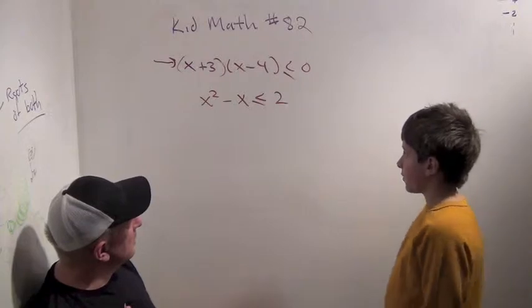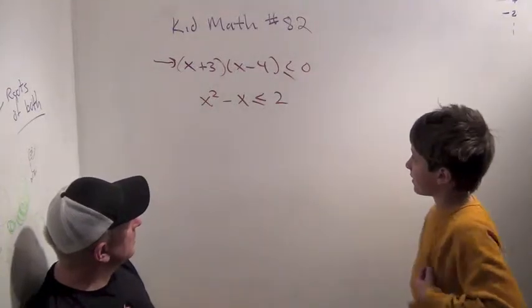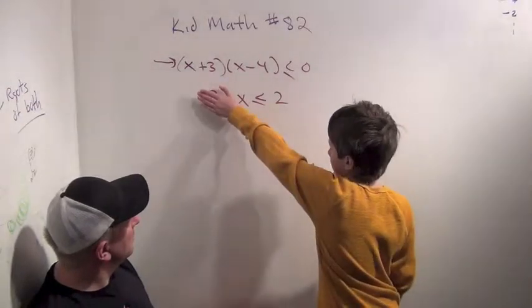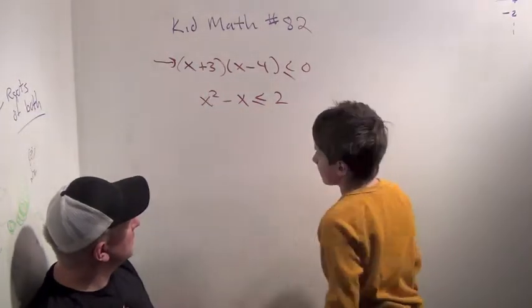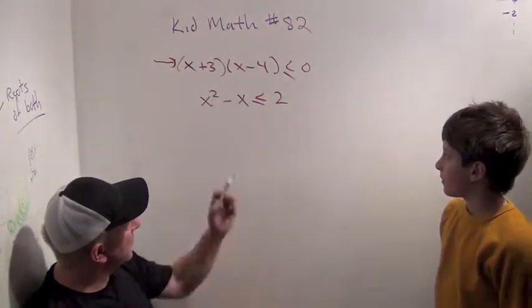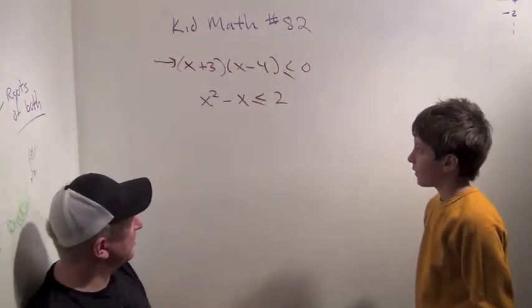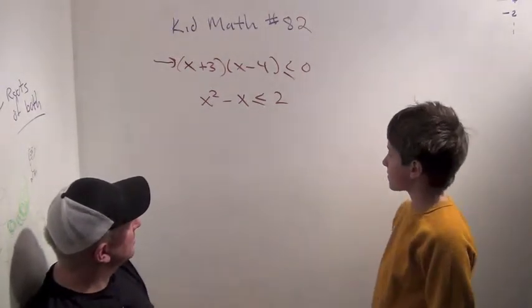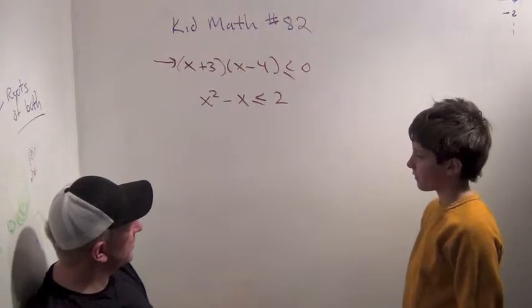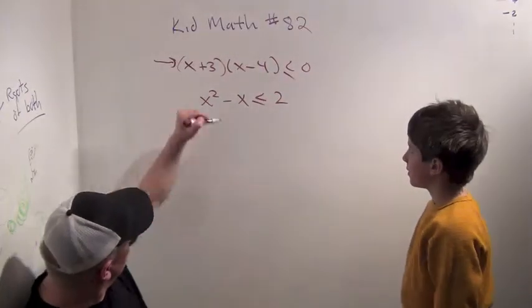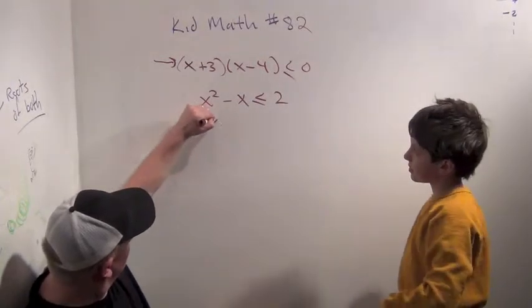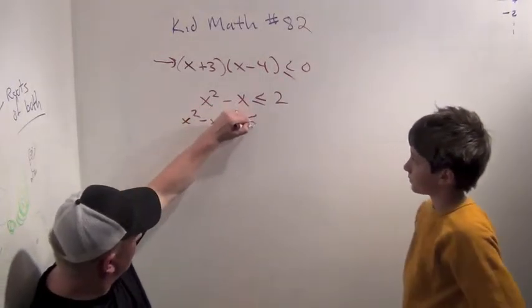Well, this is a hard one. If we just didn't have the x squared, then it might be easier. That's true. That would be an easier problem. If it was just minus x is less than or equal to 2, we could probably figure that out. There's nothing really special about 2. Maybe if we move it to the other side, then we could get something like this: x squared minus x minus 2 is less than or equal to 0.